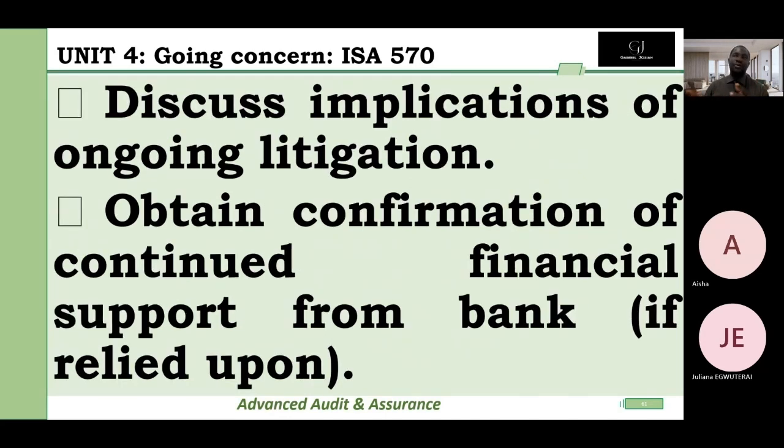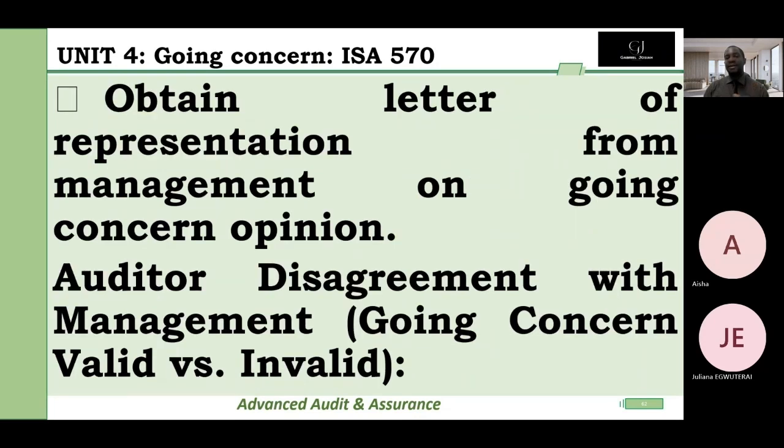Discuss implications of ongoing litigations and the possible costs that may culminate in penalties, fines, and also obtain confirmation of continued financial support from the bank externally. Get it independently, and you can rely on that of management, but it's better to get it directly from the bank. Also obtain a letter of representation from management of their going concern opinion. Very important. They should sign it that in the near future they will continue in operations.